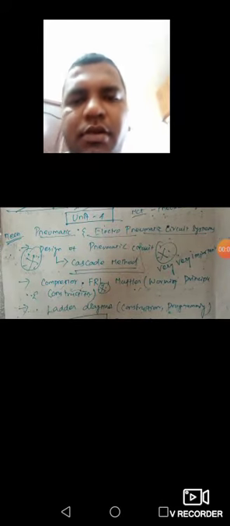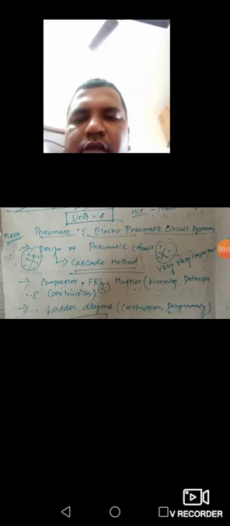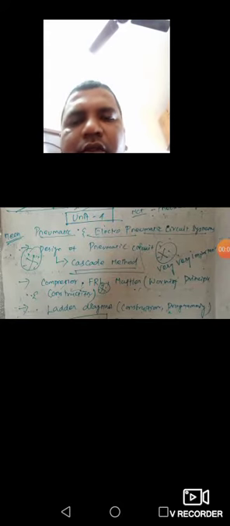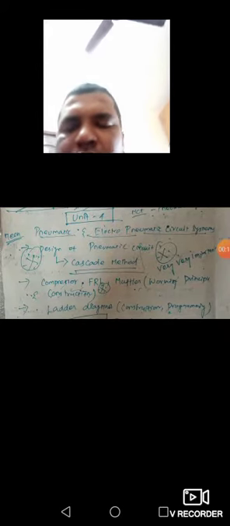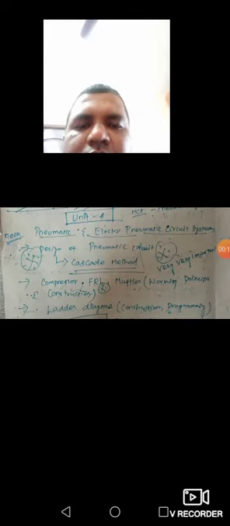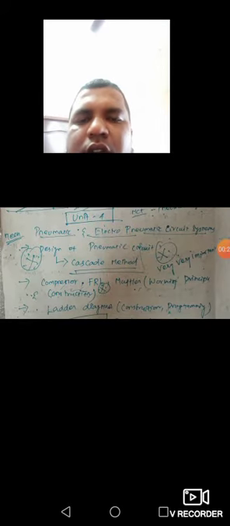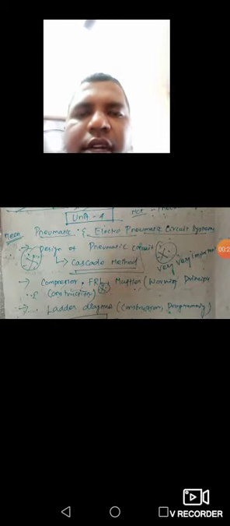Hello friends, now we are going to see the fourth unit of hydraulics and pneumatics. The fourth unit is common for mechanical and mechatronics engineering. The unit name is pneumatic and electro-pneumatic circuit systems. In this unit, the very important topic is the cascade method: design of pneumatic circuits using the cascade method.